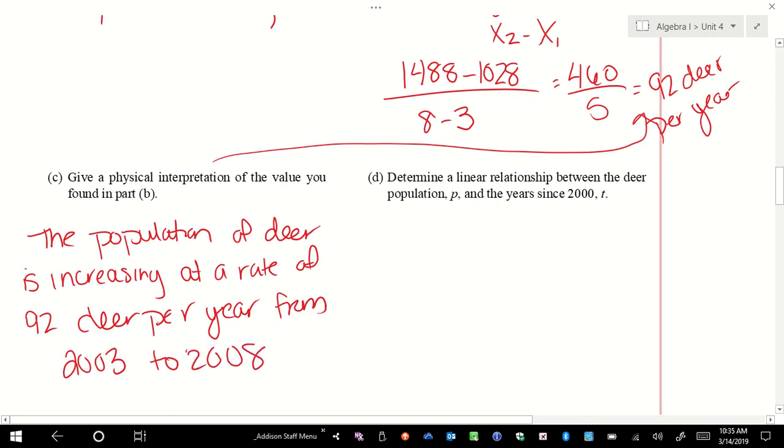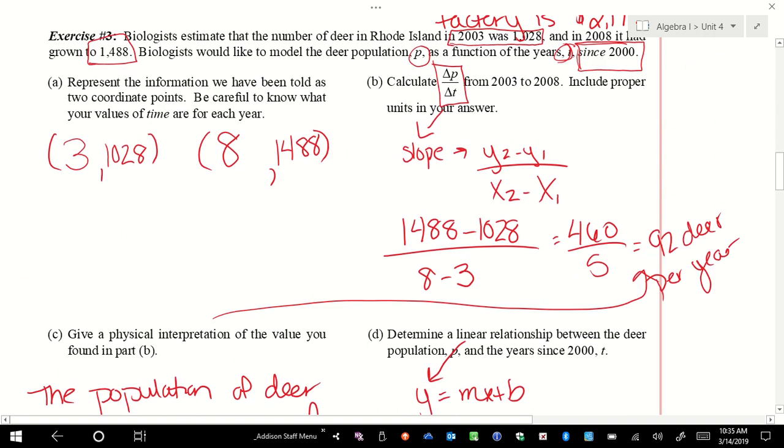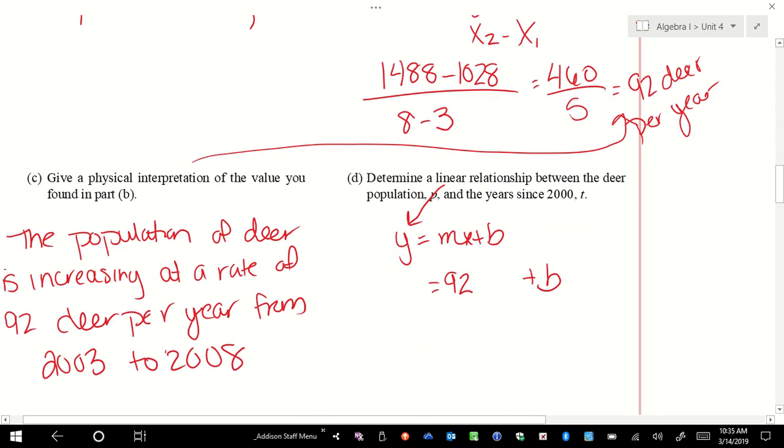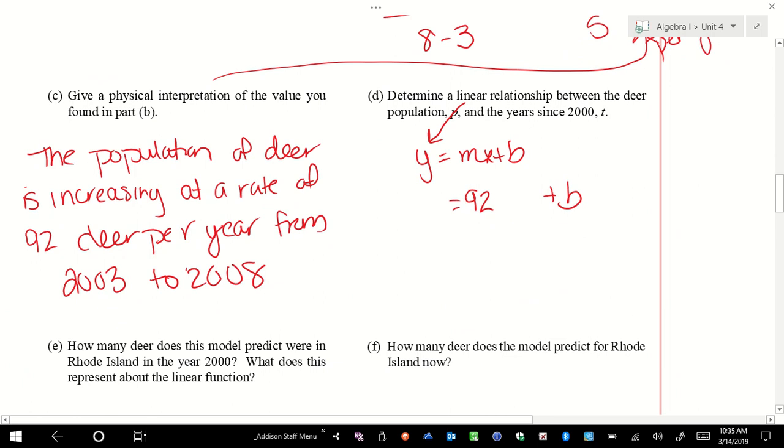Now find the linear relationship. What does that mean? Linear relationship means you better find me the line. We've been practicing this. Go ahead. We know m, right? We know m is 92. We're trying to find b. How do we find y and x? We pick one of the points up above, one of these 2 points up here, and use it down here in your equation. Solve for b. Go ahead.